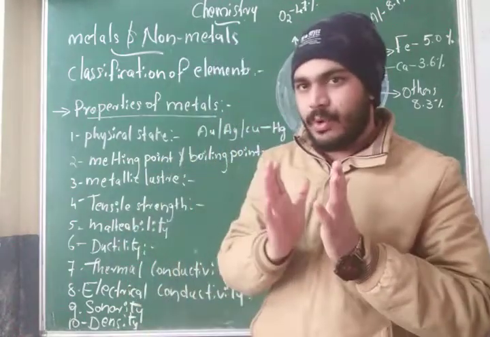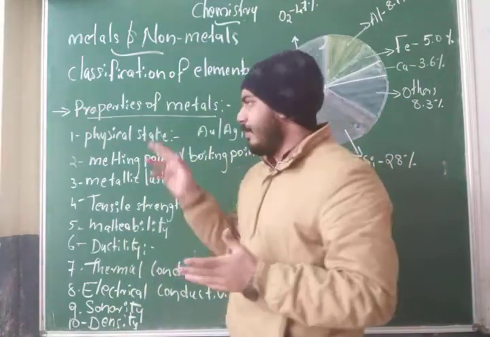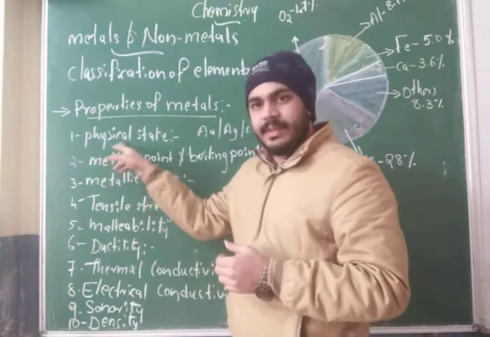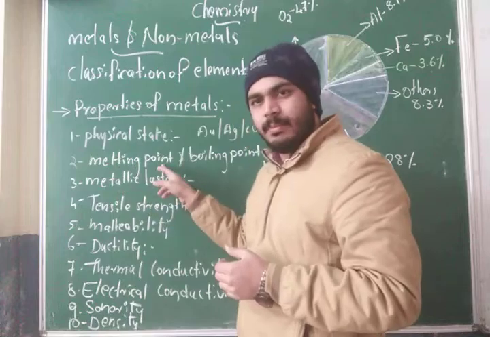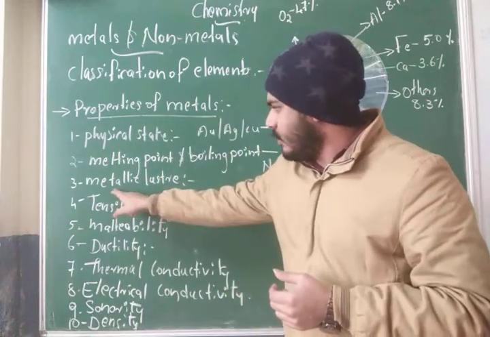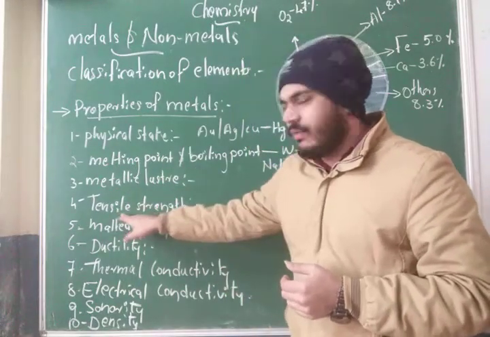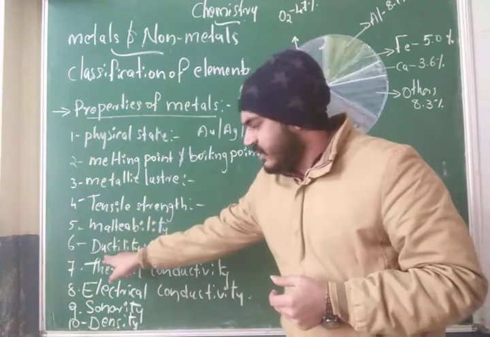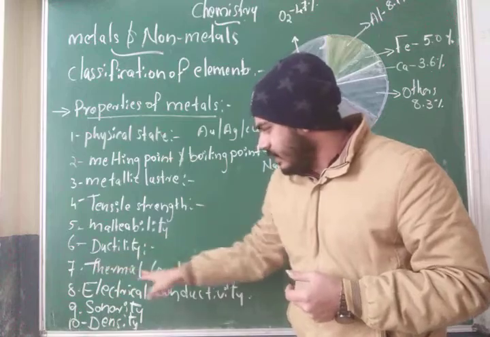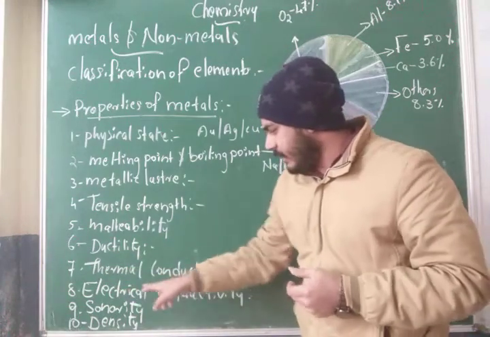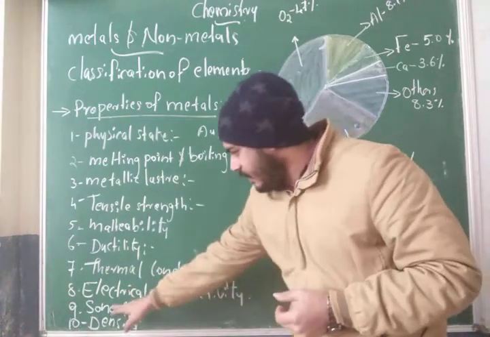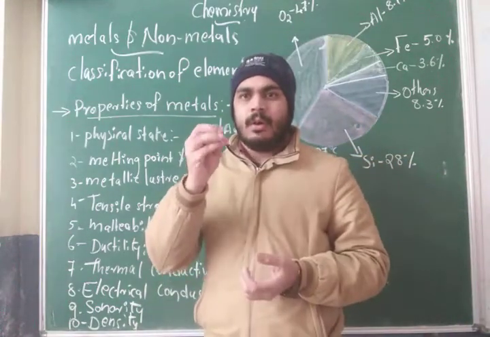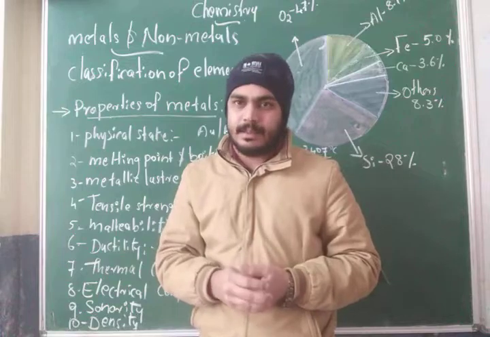So I hope all of you understood this topic, the properties of metals. Again, first one physical state, second one melting point and boiling point, third one metallic luster, and the fourth one tensile strength, fifth one malleability, and sixth one ductility, seventh thermal conductivity, eighth one electrical conductivity, and sonority and density. These are the properties of metals. Okay.